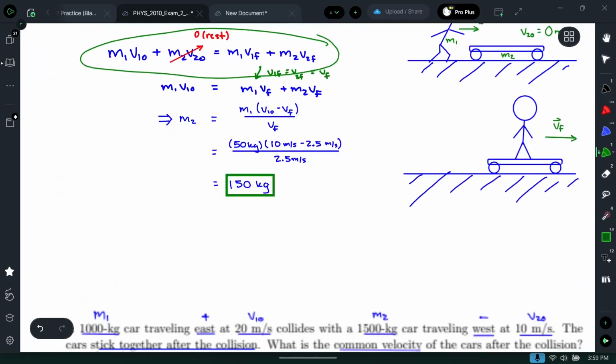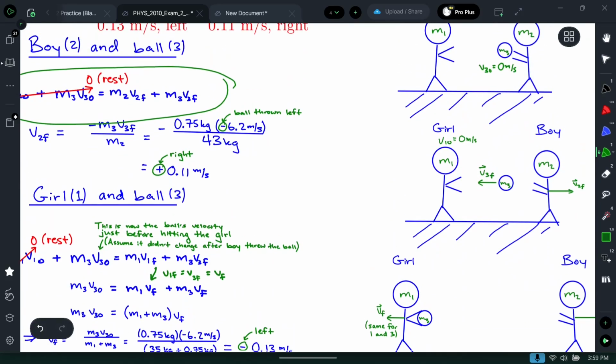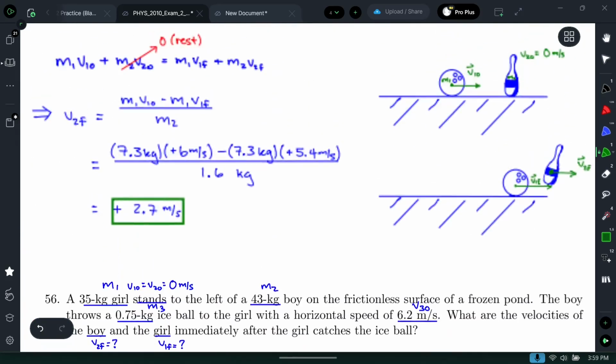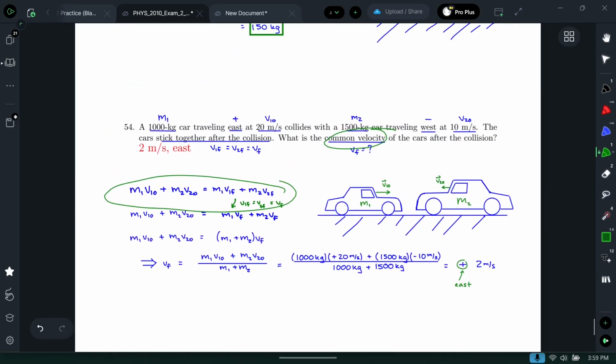So that addresses all the questions at once, 48 through 56, because it's the same procedure for every single one of them. And even more so than Newton's laws stuff, these are very much start to end. It's the same type of problem.